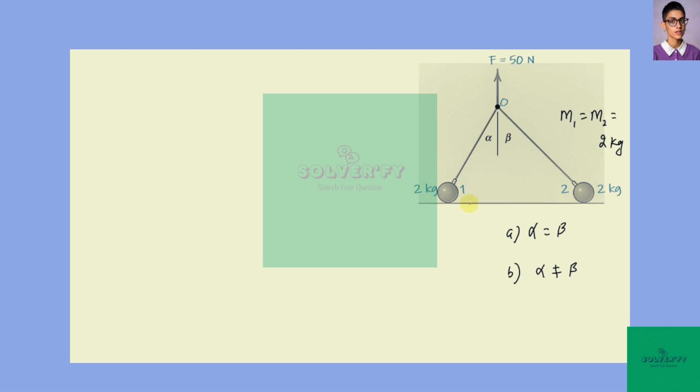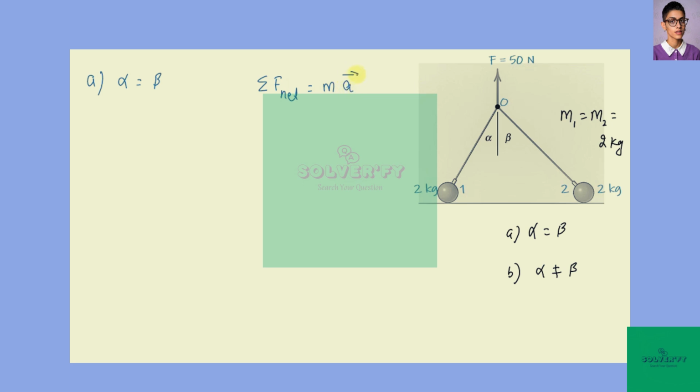Now to solve this problem, I will be considering the first case where alpha is equal to beta. So this is case 1, alpha is equal to beta. And in this case we'll first be calculating the vertical acceleration for the system. For that we can use Newton's second law of motion for the system of bodies, which is sigma F net is equal to mass times the acceleration.